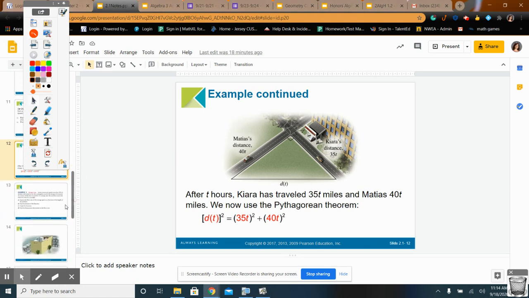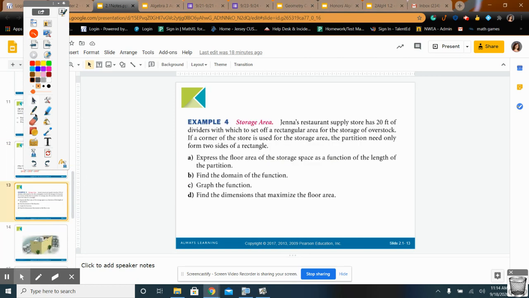Another function that we can model with here is talking about a storage area. Jenna's restaurant supply, she has 20 feet of dividers, and she has to make this rectangular area, but she's going to use the corner. So if you use the corner, then you only have to use 2 walls instead of 4. If the corner is used for storage, she will need 2 rectangles. How can she do this?